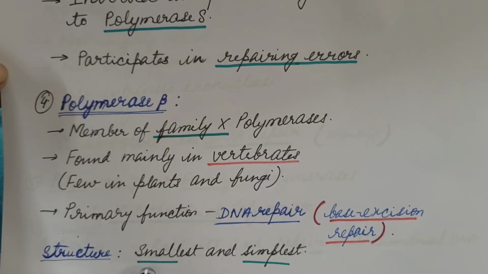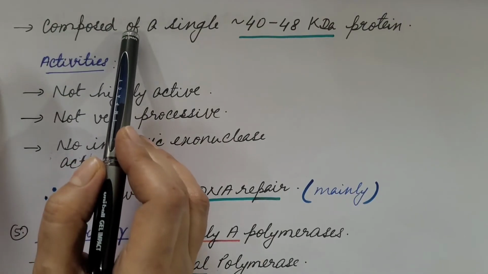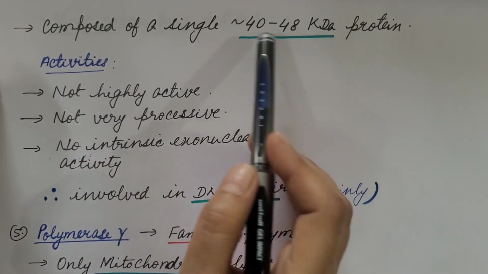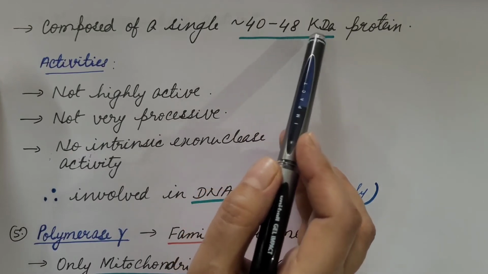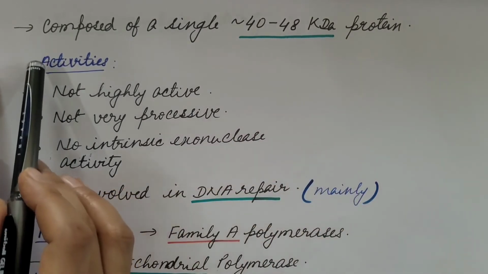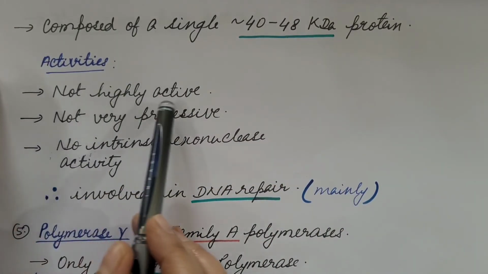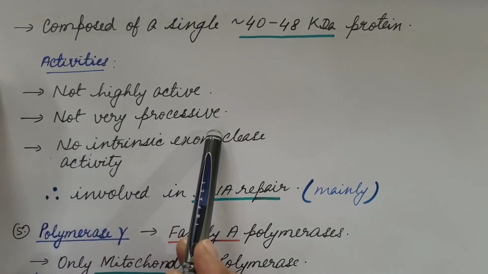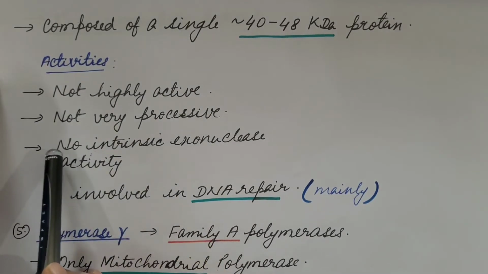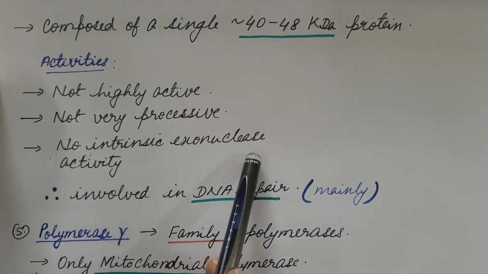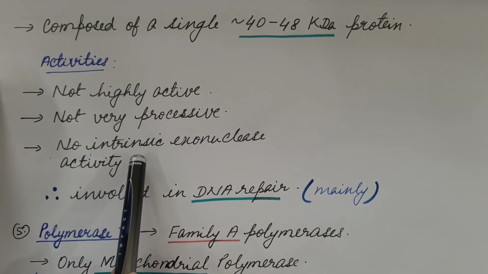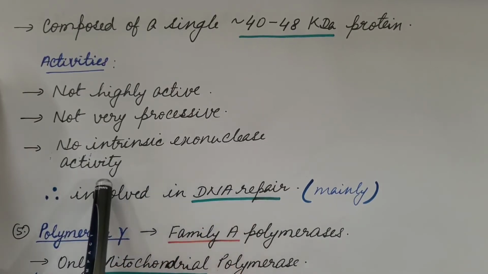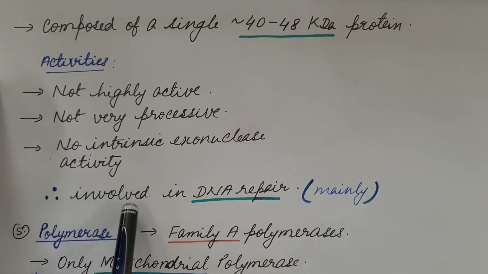Structure. It is the smallest and simplest polymerase enzyme in eukaryotes. It is composed of a single protein which is approximately 40 to 48 kilodaltons. Now activities. It is not highly active, it is not very processive, and it has no intrinsic exonuclease activity. Therefore, it is involved mainly in DNA repair.